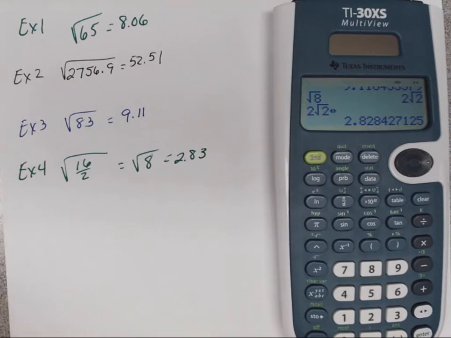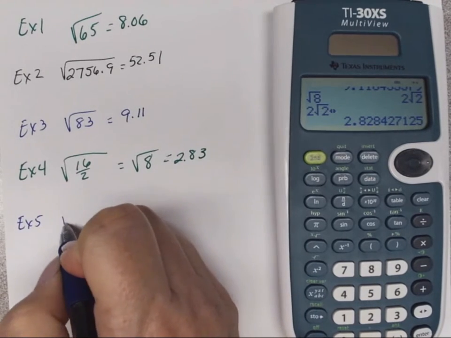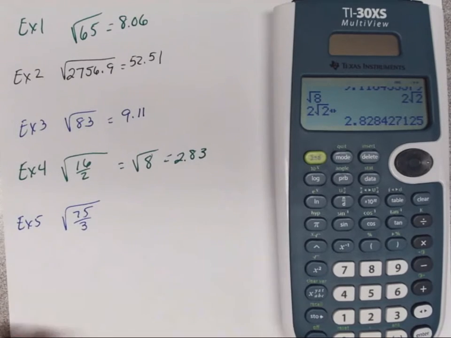All right, let's look at example 5. We're looking at the square root of 75 divided by 3.